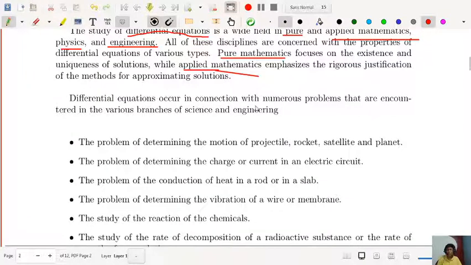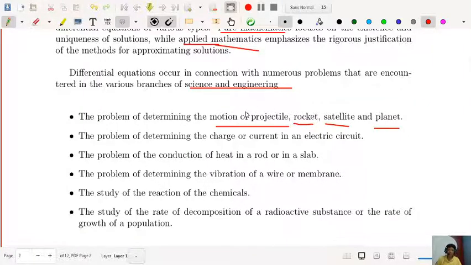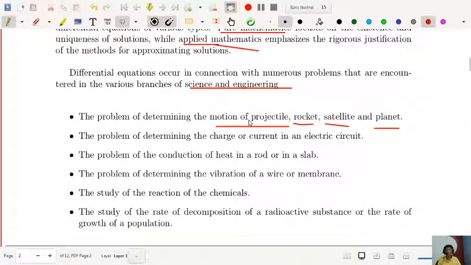Differential equations occur in connection with numerous problems that are encountered in the various branches of science and engineering. So let us see how. Let us see a few sentences on that. The problem of determining the motion of a projectile, rocket, satellite, planet, these are all modeled with differential equations. Motion of a projectile, motion of a rocket, motion of a satellite, motion of a planet, everything. The mathematical modeling is there, and for mathematical modeling you need a differential equation.